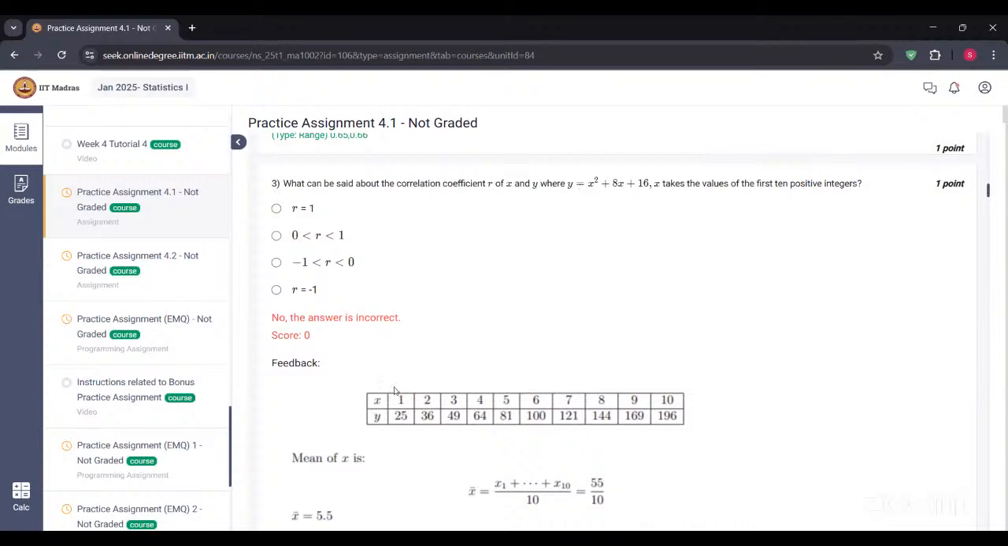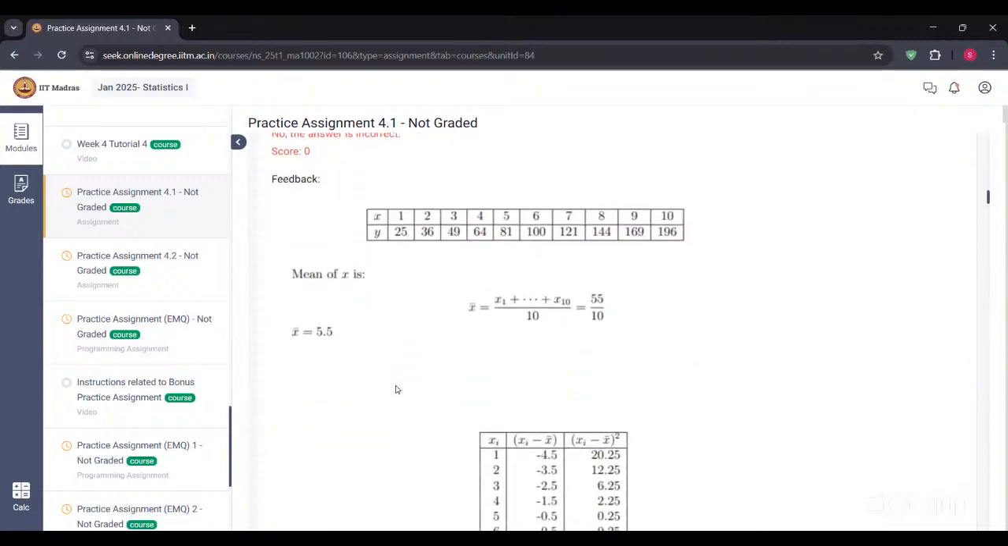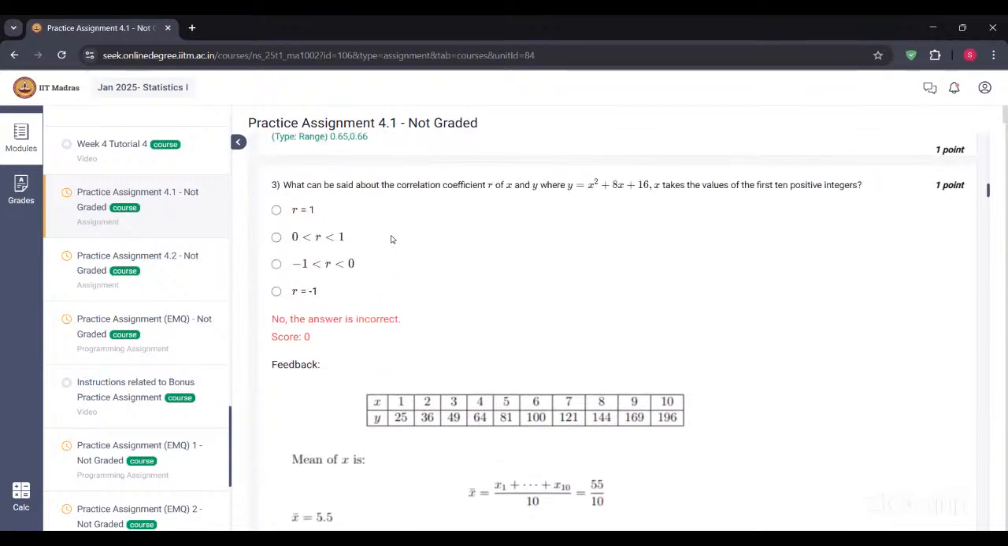Is this table clear now? This one, x and y. How we got it? If we put the value of 1 here, we will get the value of y as 25. Similarly, if we put the value of 2, we will get 36, like that. So we have made a table of x and y here.